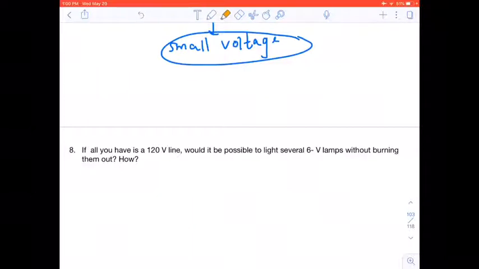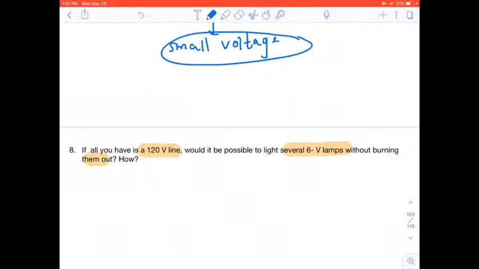So here if all you have is a 120 volt line, would it be possible to light several 6 volt lamps without burning them out, right? And how would we do that? Okay, so we know it's a 120 volt line, and the lamp operates on 6 volts, but we've got several of these lights, so how do we connect them, right? What comes to mind, we know that when we connect lamps in series, they are potential dividers.